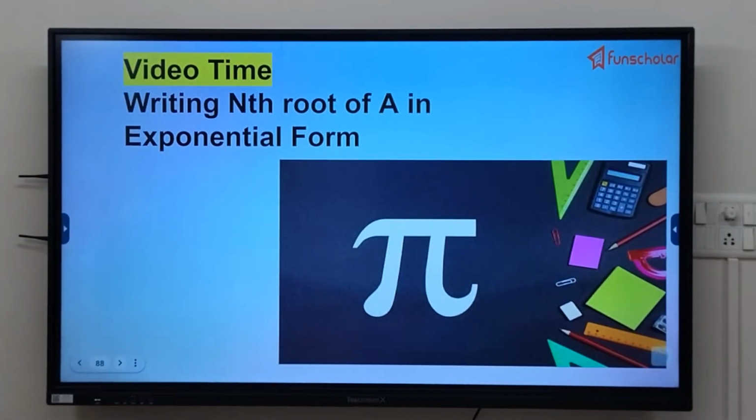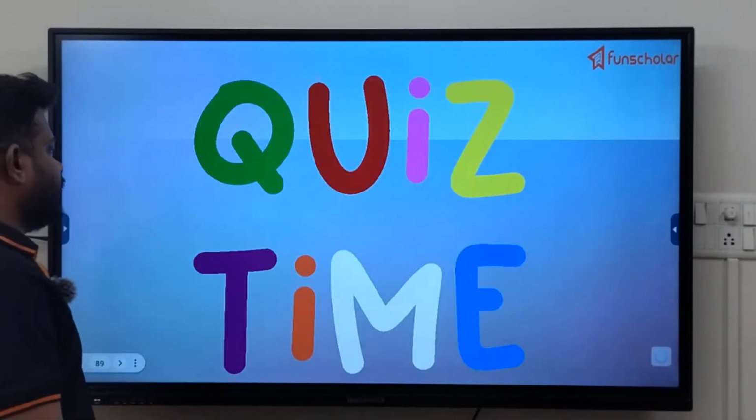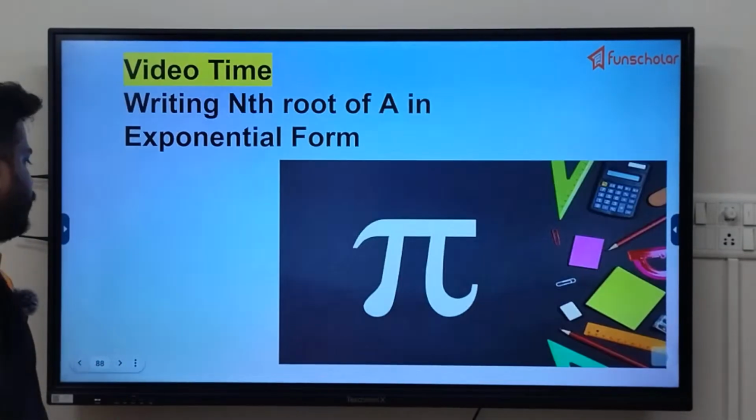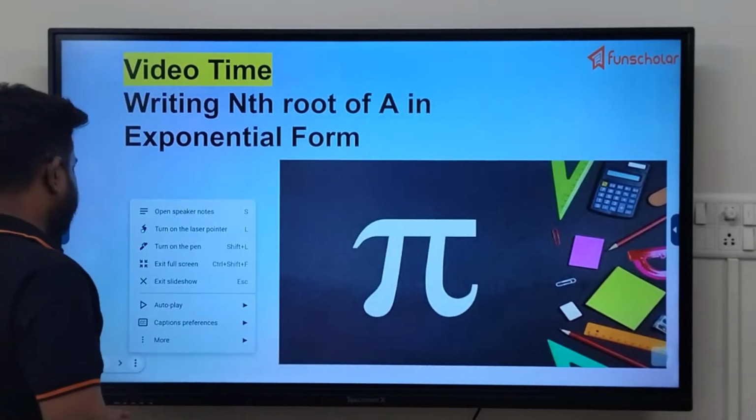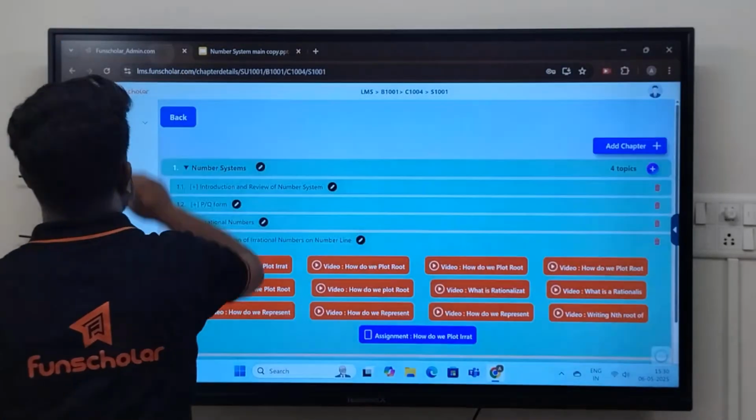Okay, writing nth root of a in exponential form. There is a video, and this video will be a little beneficial. So let's play it.